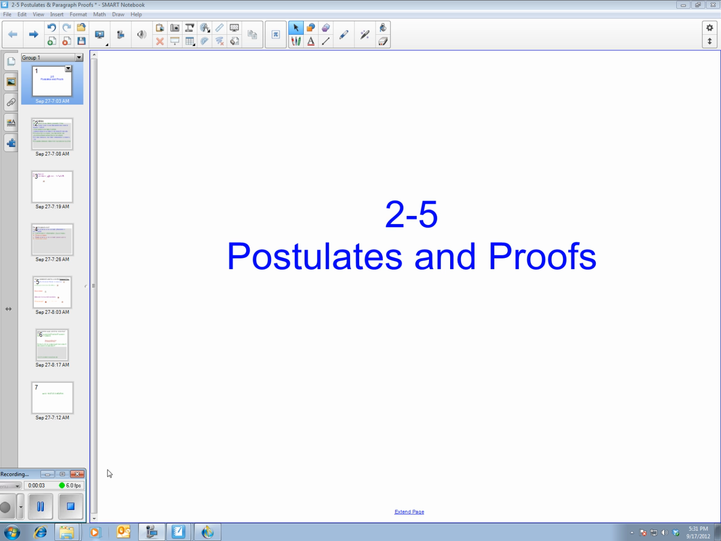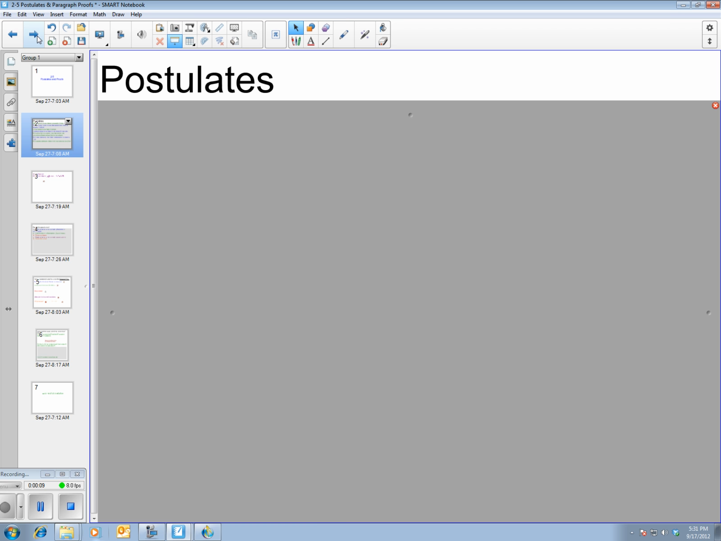2.5. Postulates and proofs. In geometry, we have things called postulates. They are unproven theorems which we accept to be true.